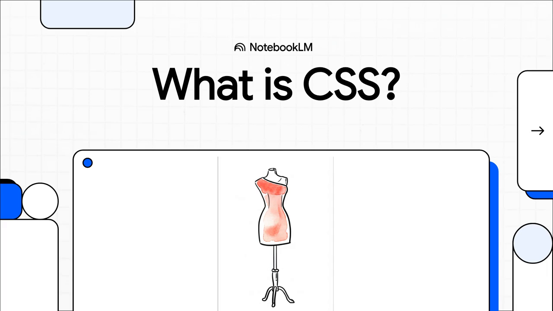Have you ever landed on a website and just thought, wow, this looks amazing, while another one feels like a throwback to 1995? Just a wall of plain text? Well, the secret behind that difference isn't some kind of web magic. It's actually CSS, the web's own personal stylist. So let's pull back the curtain and see how this all really works.